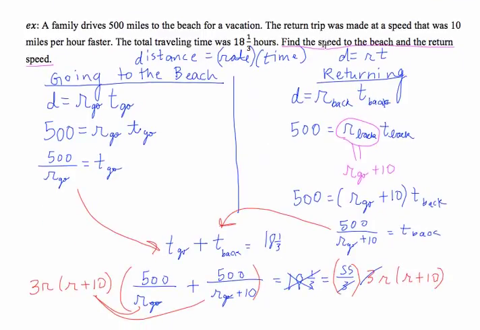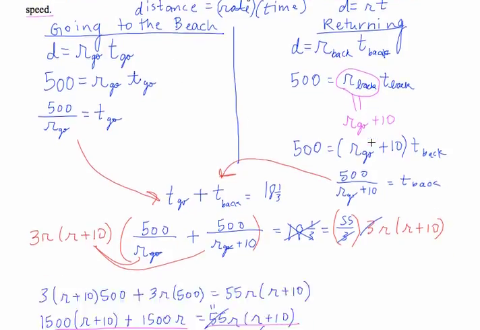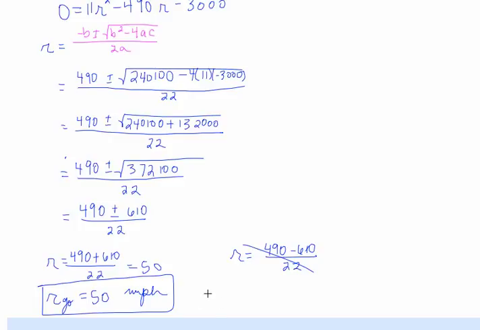Let's go back and answer the question. It says find the speed to the beach and the return speed. So the speed to the beach was 50 miles an hour. Now the speed going back was 10 more than that. So the return speed, call it r back, was 60 miles per hour, 10 more.